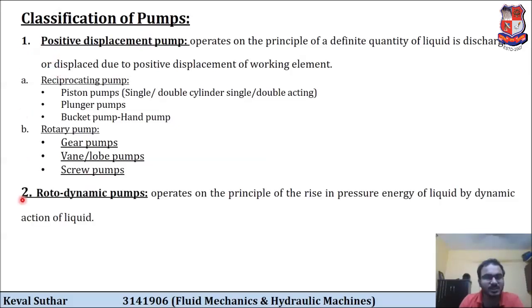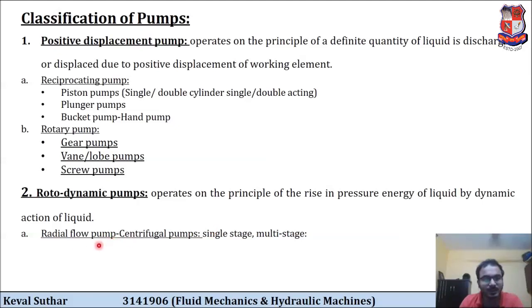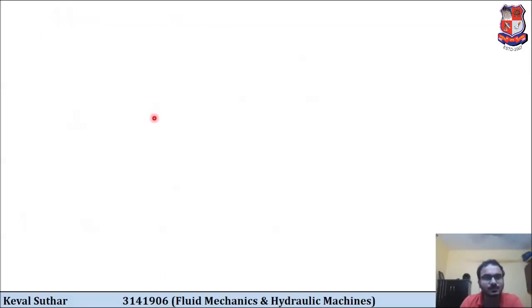Now the second major category comes as rotodynamic pumps. It operates on the principle of rise of pressure energy of liquid by dynamic action of liquid, in which first is radial flow pump, which is the centrifugal pump. It can be single stage or multi-stage. We are going to study centrifugal pumps in this lecture. Second category is axial flow pump, and third category is mixed flow pump, which is a combination of radial and axial. So this is the classification of pumps.